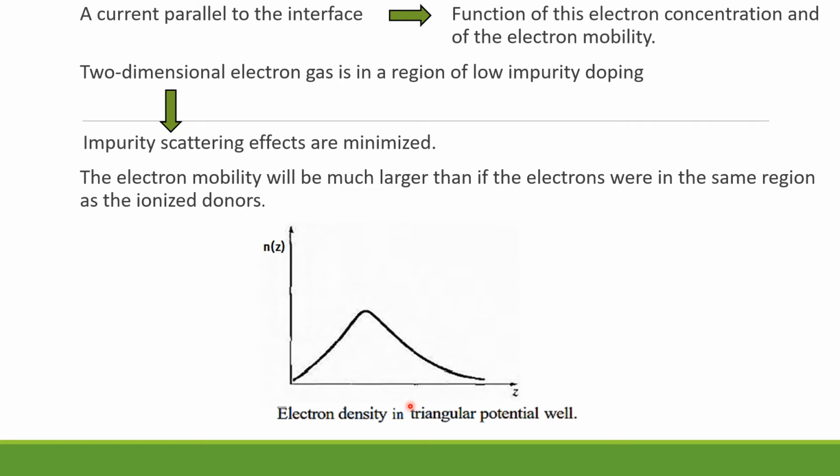The qualitative distribution of electrons in the potential well is shown in this figure. A current parallel to the interface will be a function of this electron concentration and of the electron mobility. Since the gallium arsenide can be lightly doped or intrinsic, the two-dimensional electron gas is in a region of low impurity doping. Therefore, impurity scattering effects are minimized. The electron mobility will be much larger than if the electrons were in the same region as the ionized donors.